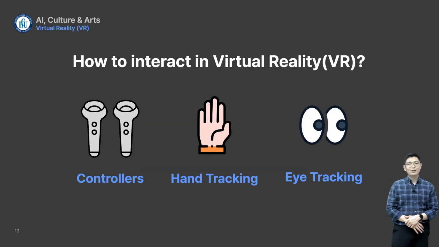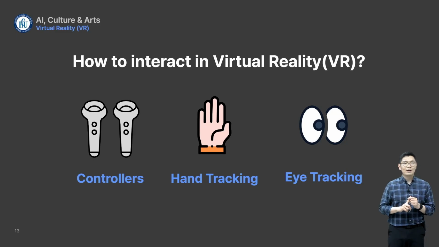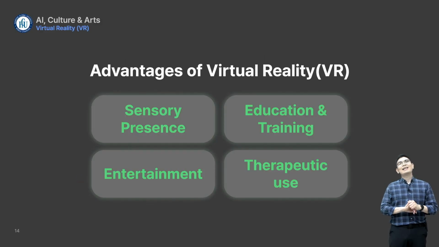In a VR environment using an HMD, there are mainly three ways to interact with a virtual world. First is using controllers with buttons. The second is hand tracking technology, allowing you to interact with a virtual object using your actual hands. And the third is eye tracking technology, which enables interaction using your gaze. Next, let's discuss the advantages and disadvantages of virtual reality in detail.